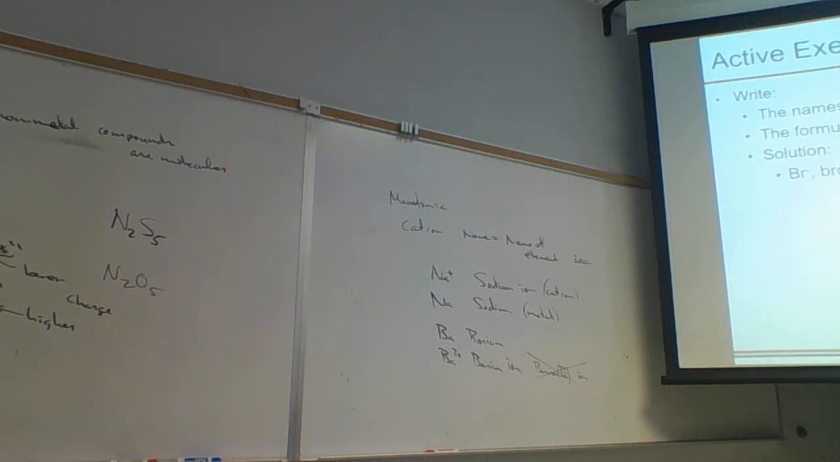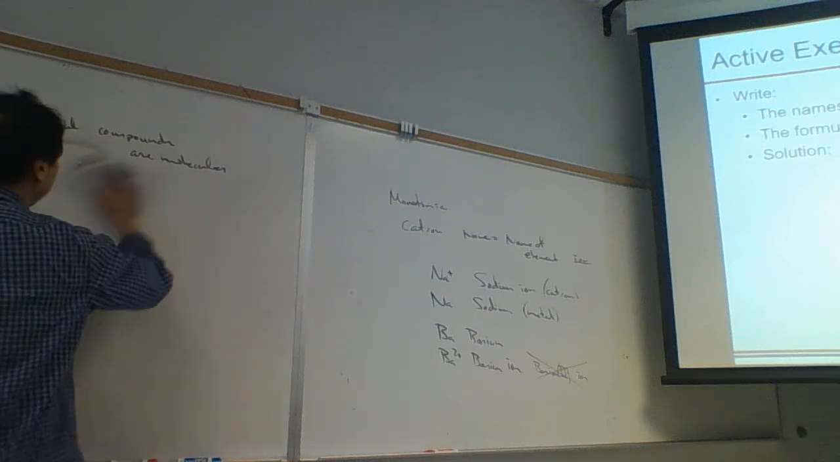All right, so we need to write the names. Br minus, what's the name of that? Now, that's what we call an anion. And so I haven't talked about anions yet. So let's talk about the monatomic anions next.